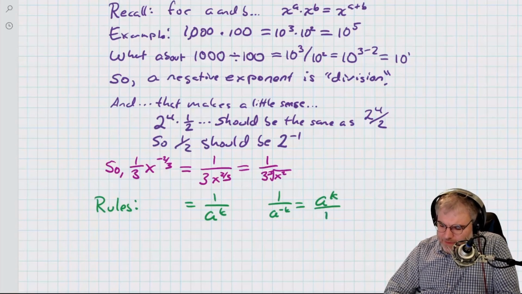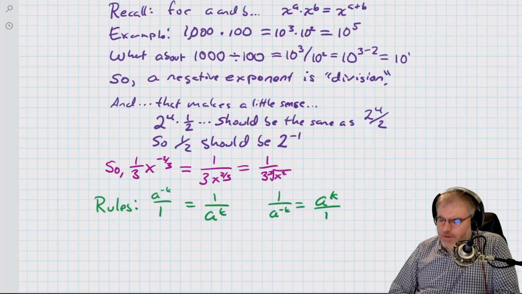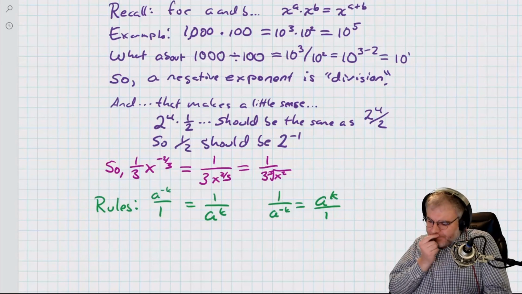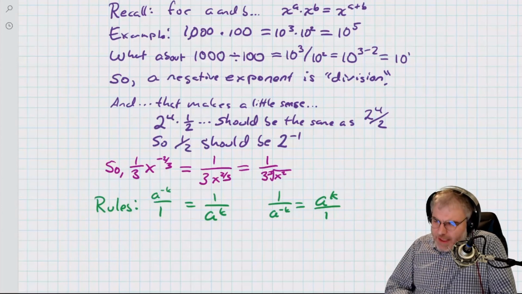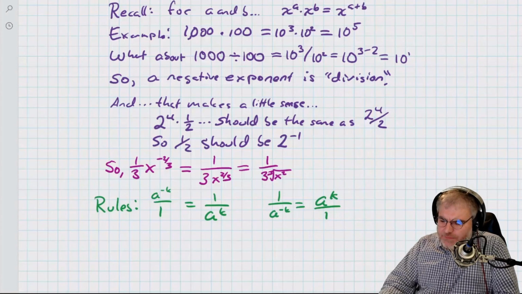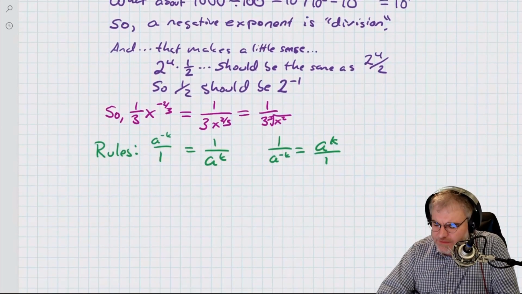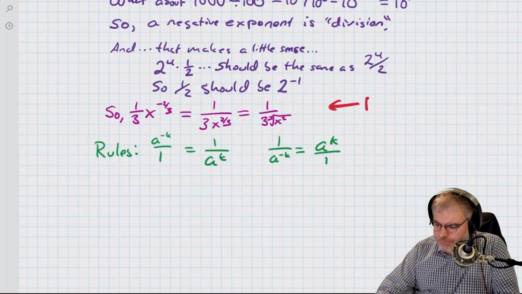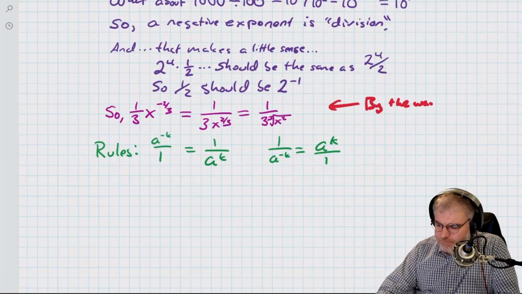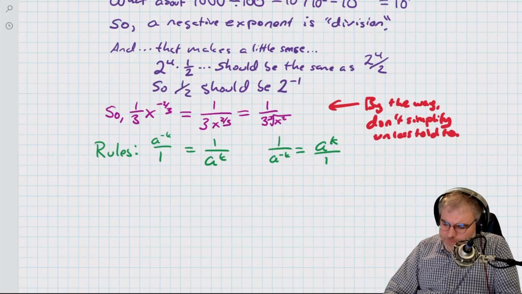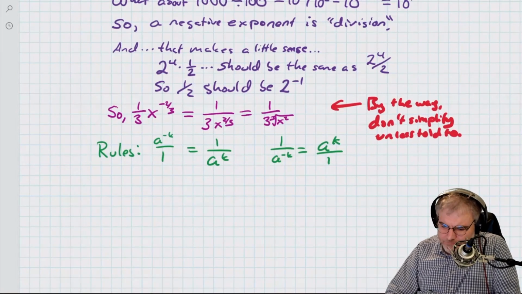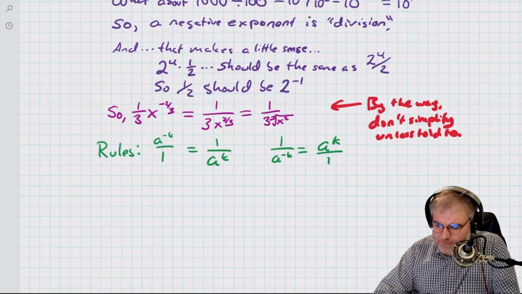So let's do a to the negative k over 1. All right, so I just flip them around. Okay, so let's deal with some of these problems. By the way, don't simplify in this class unless you're told to. Okay, so don't do this. Let's do an example, and then we'll put up some rules for these.